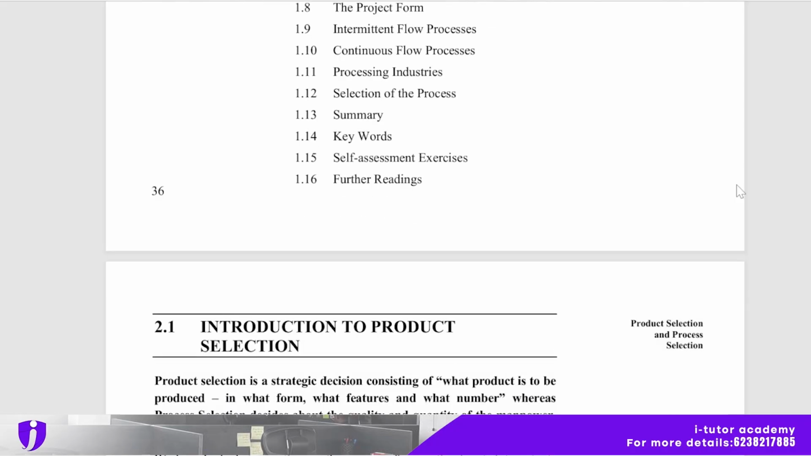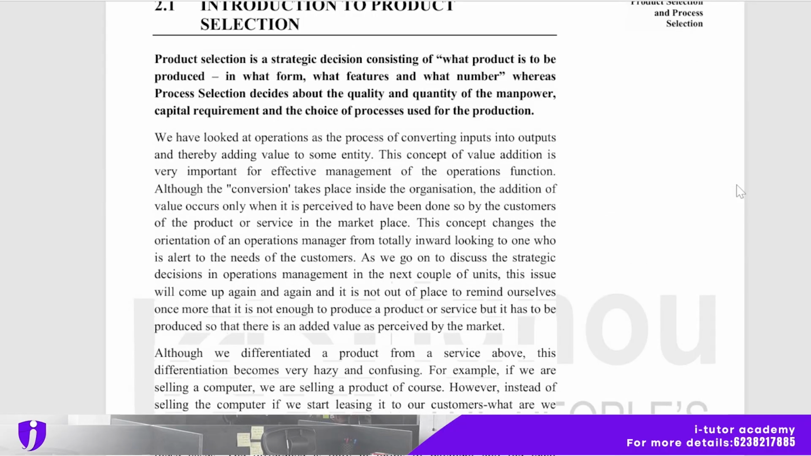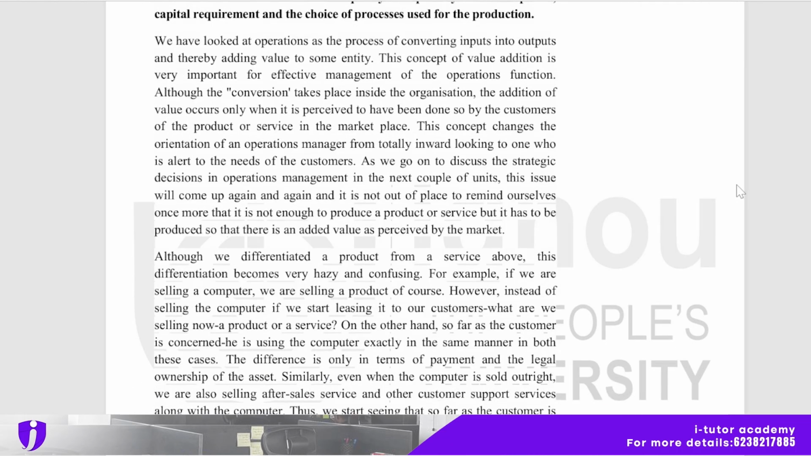Okay, so let's begin with the introduction to product selection. So what is product selection? It is a strategic decision consisting of what product is to be produced, in what form, with what features and in what number, whereas process selection decides about the quality and quantity of the manpower, capital requirement and the choice of process used for the production. So we have looked at operation as the process of converting input into output and thereby adding value to some entity.